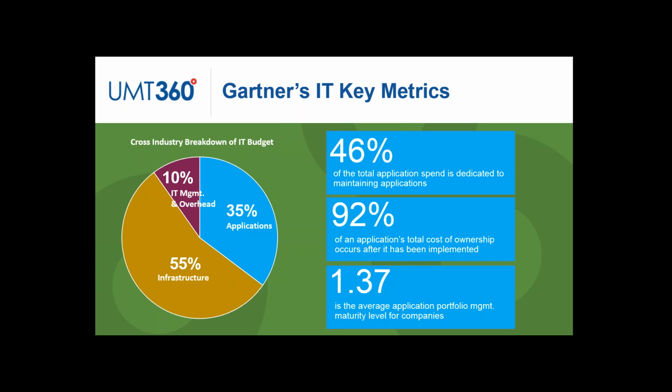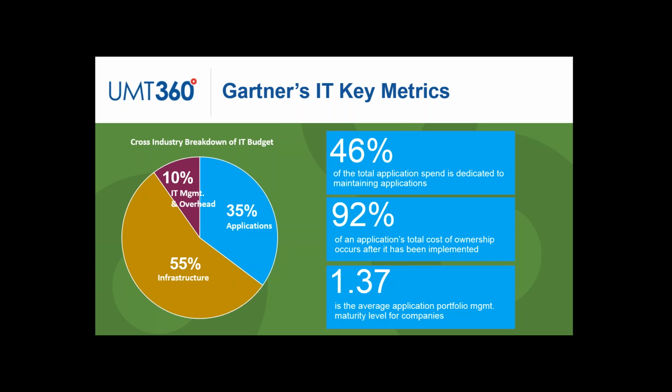So as we focus on application portfolio management, let's take a little look at the 35% from maintaining and evolving the application portfolio. Out of that 35%, almost 50%, 46% of the total application spend, is dedicated to running the application, so simply just maintaining the applications that are in-house. The stat that's always interesting to me is this 92% stat, with 92% of the application's total cost of ownership occurring after it's been implemented, which means there's a significant tail to the cost of an application. Often these costs are not accounted for in the initial business case to onboard a new IT asset such as an application.